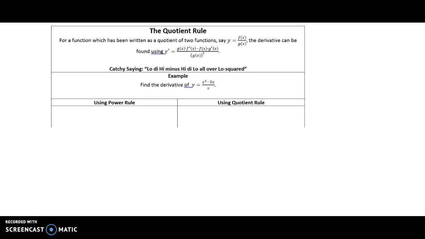So the other rule that is new material for today is called the quotient rule.